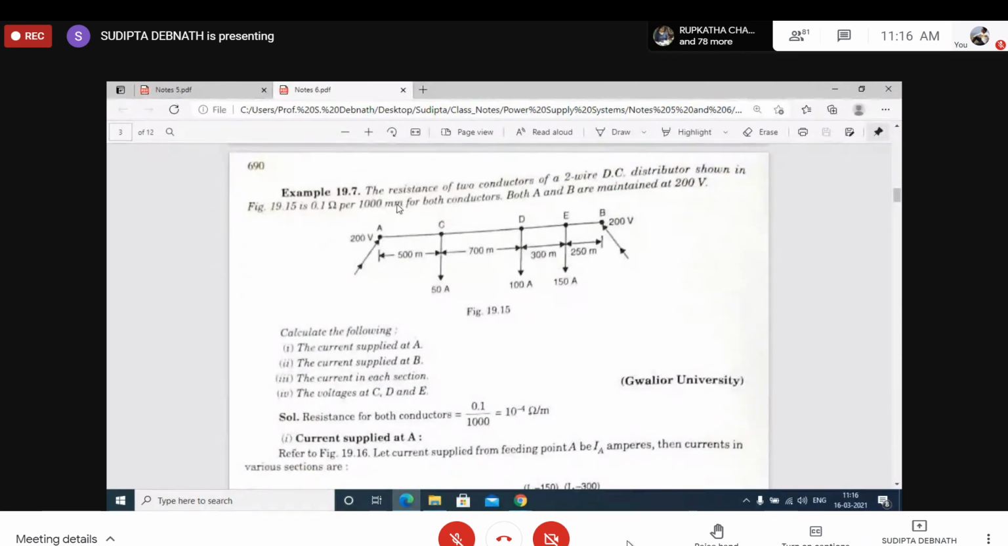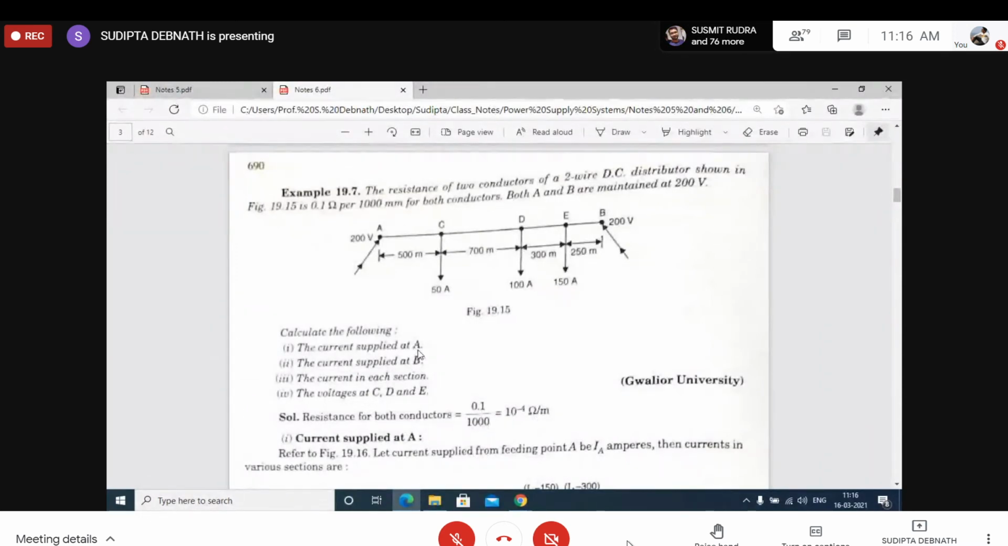Now the resistance of two conductors of a 2-way DC distributor is 0.1 ohm per 1000 meter for both conductors. So they have considered both the conductors in it and multiply it by 2. Both A and B are maintained at 200 volts. Now this figure is given. So R is given. R you have to convert into ohms per meter, so divided by 1000. So you can convert.